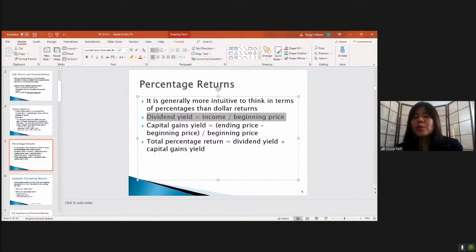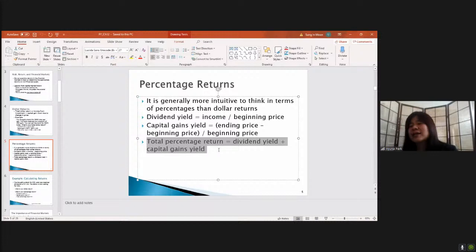And what's the capital gains yield? The capital gains yield comes from the price change: the end of period price, the sale price, minus the purchase price, divided by the purchase price. That's the capital gains yield. So the total percentage return on a stock is the sum of the dividend yield plus the capital gains yield. Even though we use an example in the stock market, this concept can be applied to any investment. If I ask you to calculate the return on a risky investment, always use this equation: P1 minus P0 plus D1, divided by P0. That's the equation for total percentage return. Any questions so far?